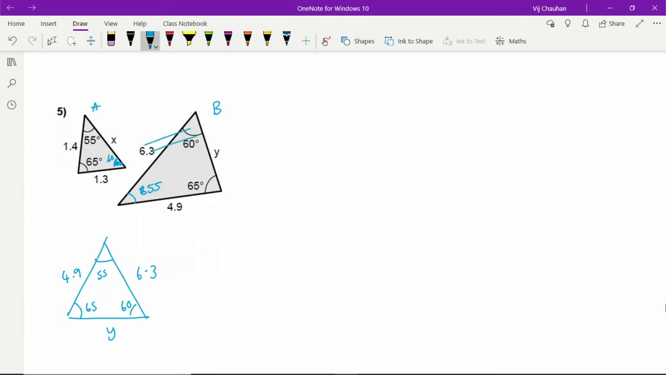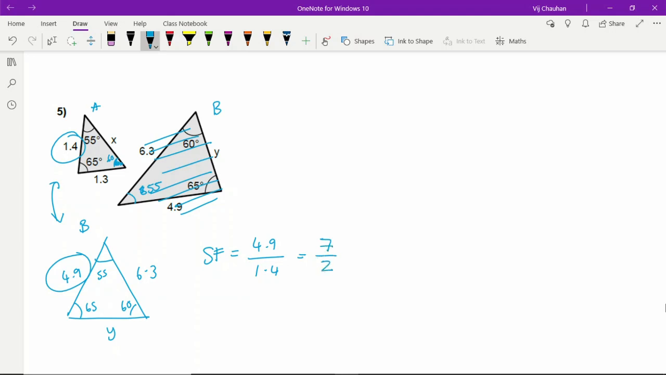From this I can get rid of this particular triangle. What I'm doing is comparing these two triangles here, so I need to find out which sides I've got a number for. It's going to be the left hand side, so my scale factor is going to be 4.9 over 1.4. The numbers aren't nice at all, and this will definitely appear on a calculator paper. If I type that into my calculator, I get a scale factor of 7 over 2.